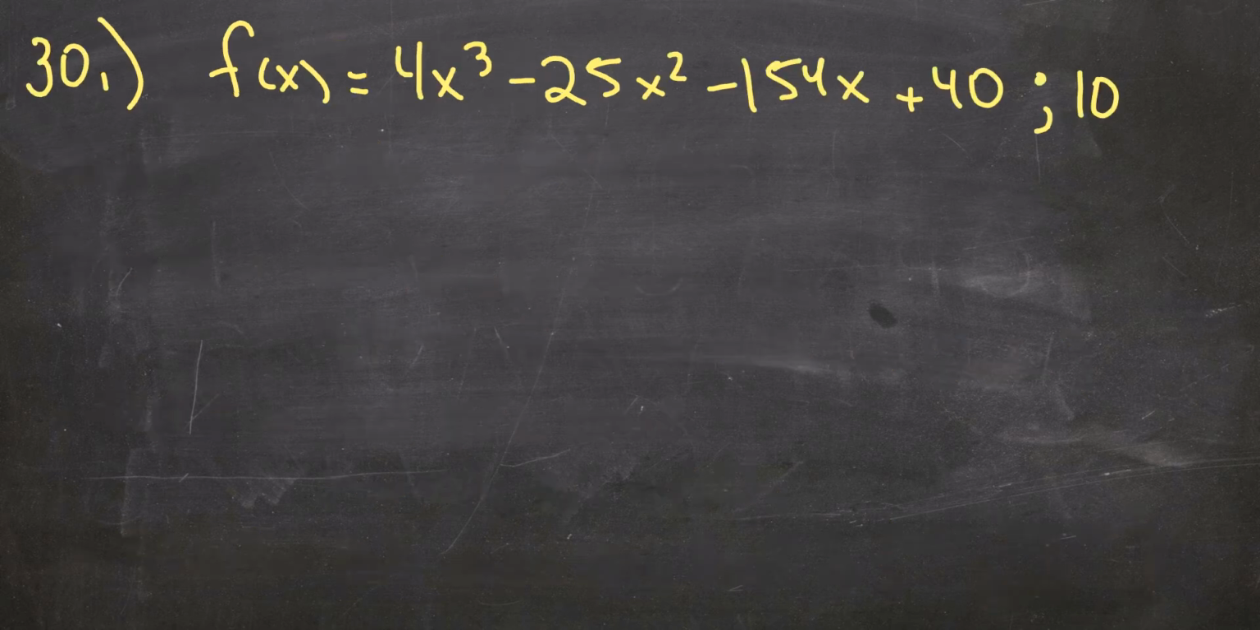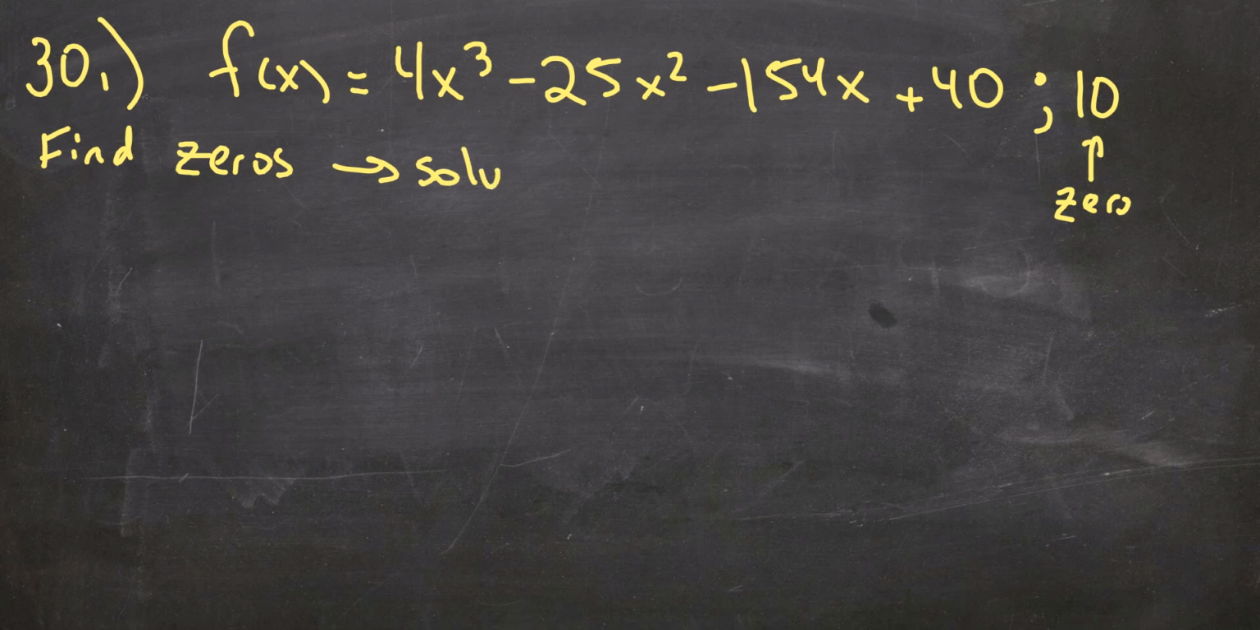Alright, so number 30 says 4x cubed minus 25x squared minus 154x plus 40, and 10 is a zero. That means you're not going to change the sign. Since it says find zeros, guys, finding zeros is the same thing as solving. So it's just like solving.